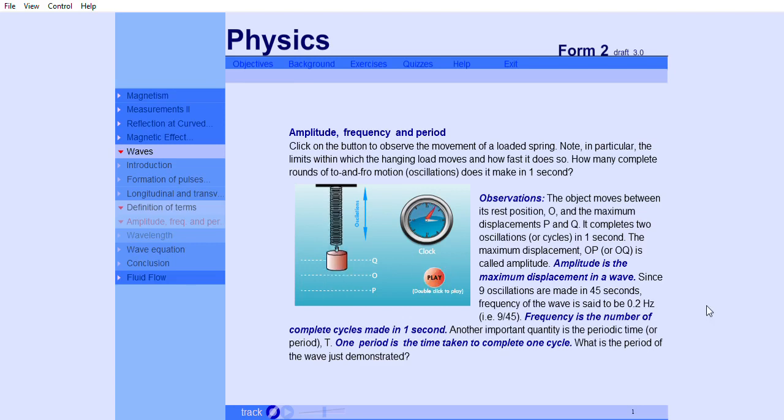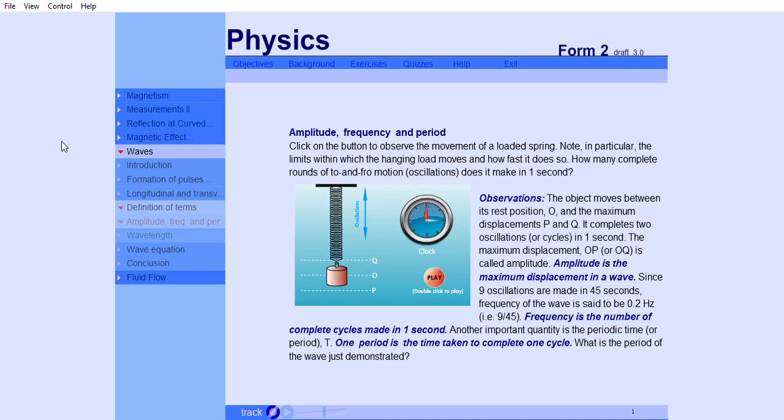Observations. The object moves between its rest position O and the maximum displacements P and Q. It completes 2 oscillations or cycles in 1 second. The maximum displacement OP or OQ is called amplitude. Amplitude is the maximum displacement in a wave.